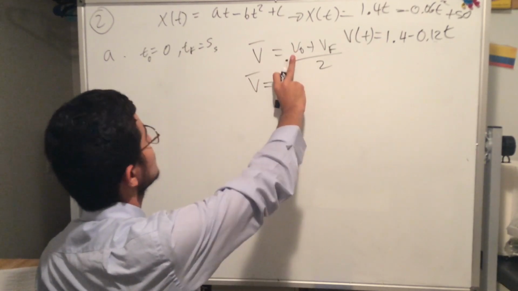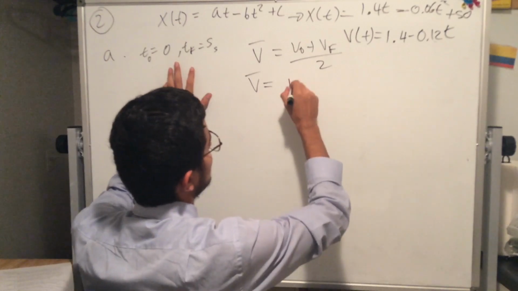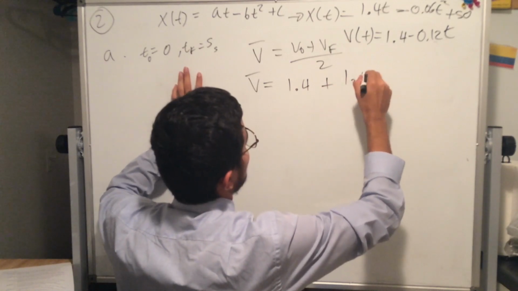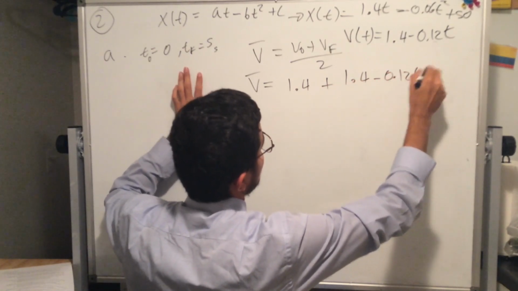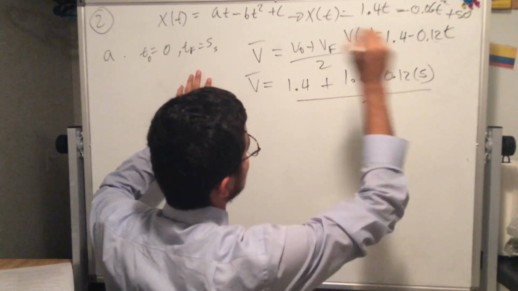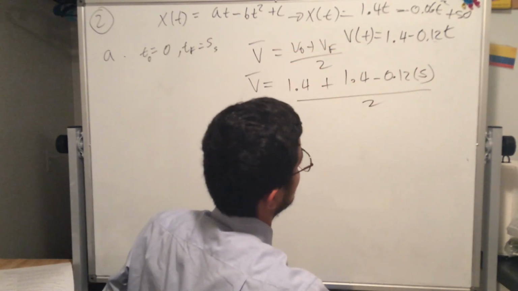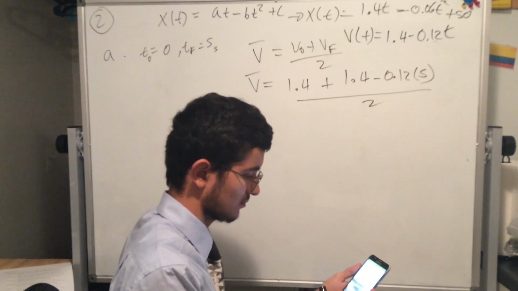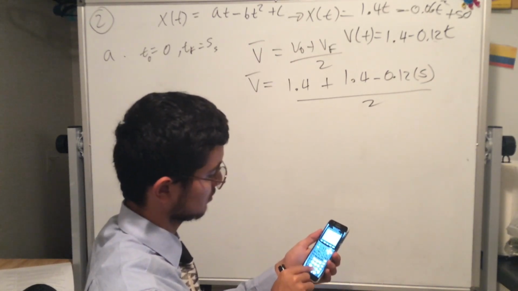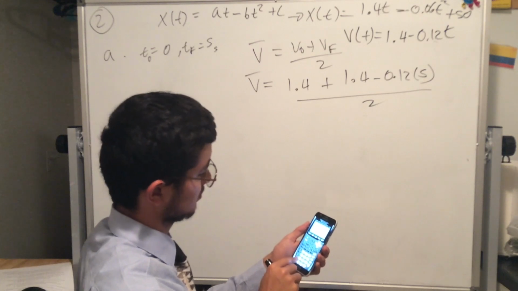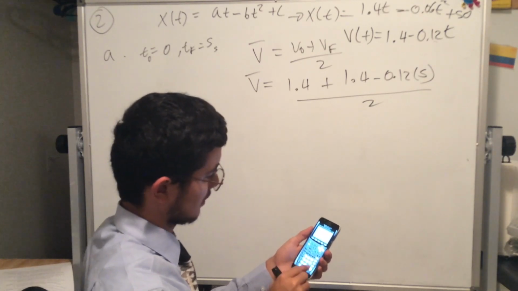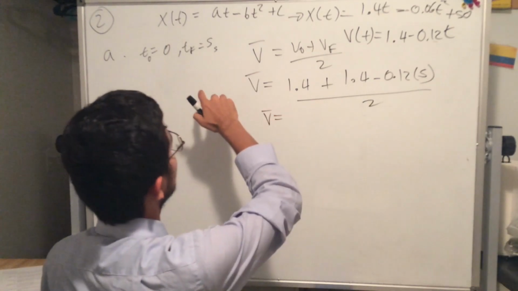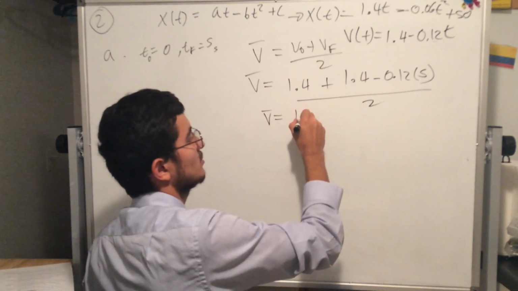So let's find the average velocity. We calculate the initial velocity at t equals 0, which gives us 1.4, plus the final velocity, 1.4 minus 0.12 times 5, all of that divided by 2. Let's calculate it. We get 1.1, so the average velocity from 0 to 5 seconds is 1.1 meters per second.